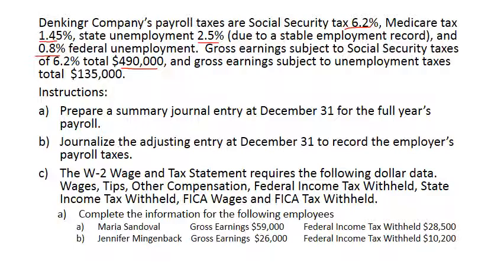Gross earnings subject to unemployment taxes are $135,000. So your unemployment taxes are this and this, and I told you those get applied to $135,000. So on the test, I'll give you that information when you need it.